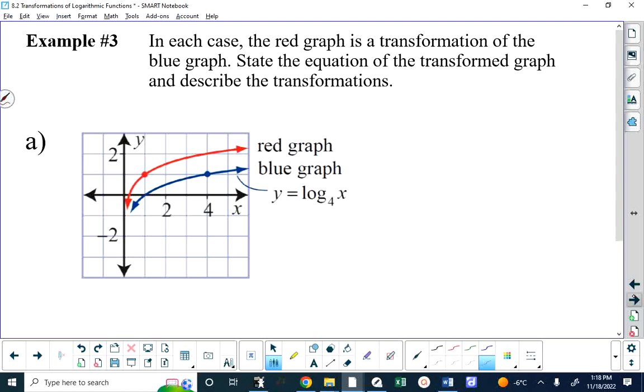Example 3. In each case, the red graph is a transformation of the blue graph. So the red graph is a transformation of this. What do we do to the blue graph to get the red graph? Well, this point is 4 away from the y-axis, and now it's only 1 away. So it appears as though we're stretching things horizontally by 1/4. Are you with me on that?